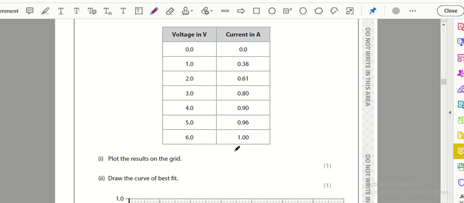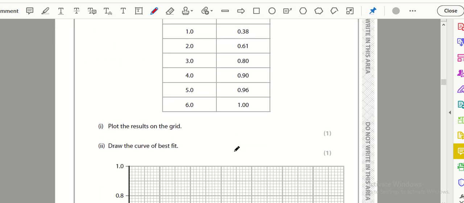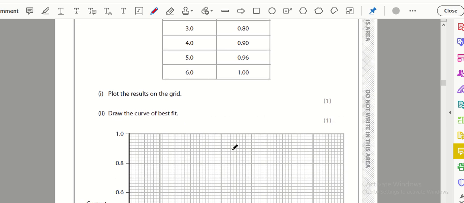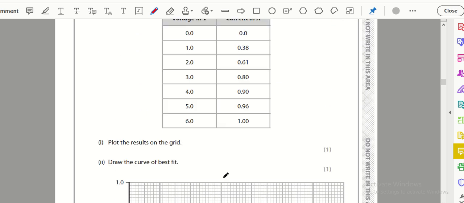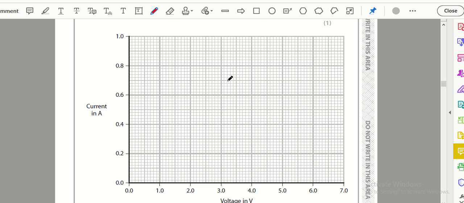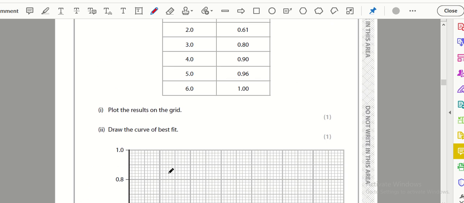The table gives the results. Plot these results on the grid. We have voltage on the x-axis. The first point is 0, 0, the second one is 1 and 0.38. Here, 0.2 divided by 10 gives the value of 1 small square, which is 0.02.